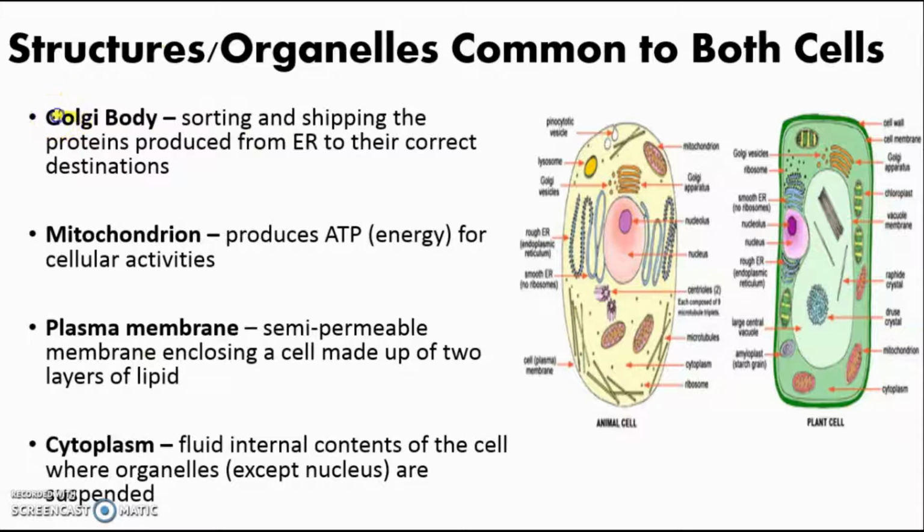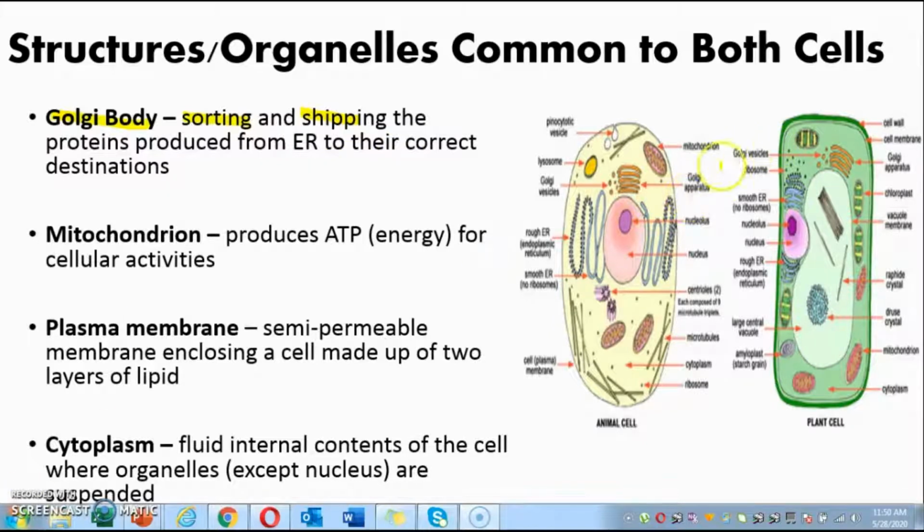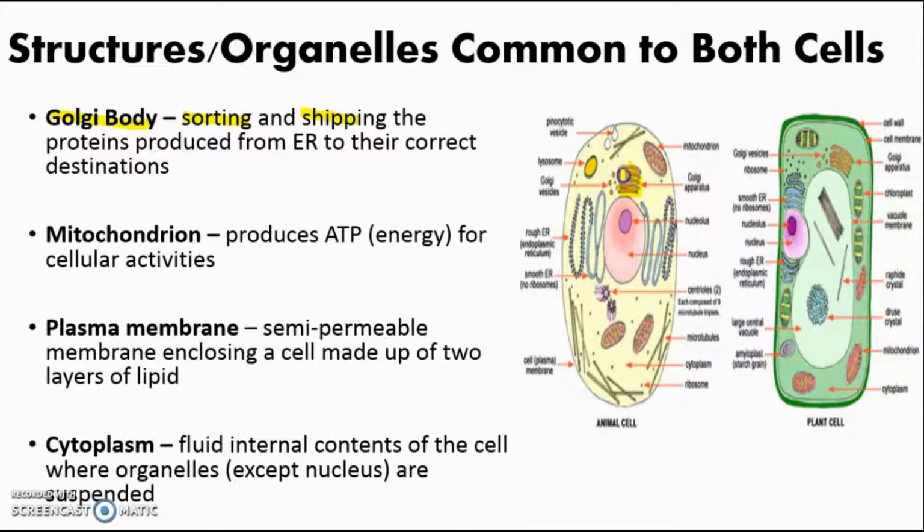Next is the Golgi body, also known as the Golgi apparatus. It is responsible for sorting and shipping the proteins produced from the endoplasmic reticulum to their correct destination. So it's like the delivery man of the cell. In the animal cell, the Golgi body or Golgi apparatus is this part. It looks like the ER, a network of membranes. In the plant cell, you can also see here the Golgi apparatus.